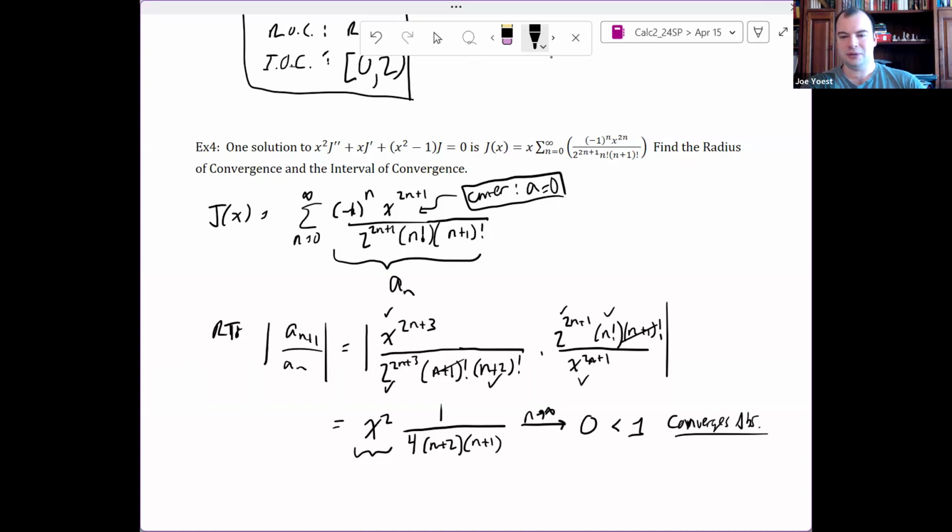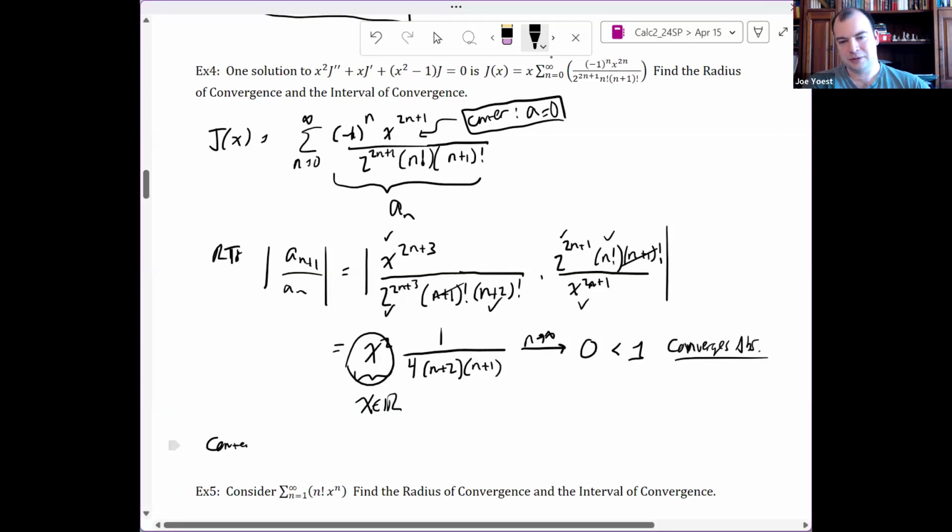So it converges absolutely, regardless of which real number x we choose. Large positive number, large negative number, number close to 0, doesn't matter. Still limits to 0, less than 1, still converges absolutely.